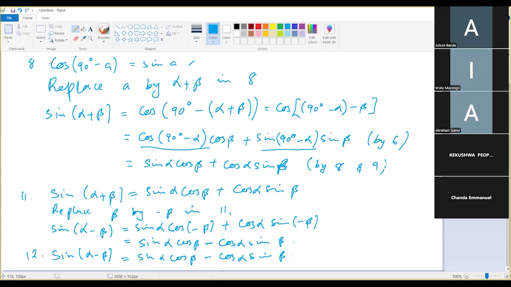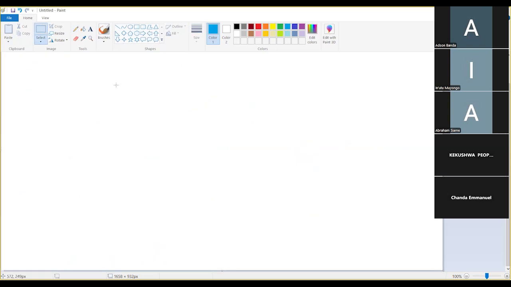And then, of course, we can think of the tangent. So the tangent of alpha plus beta, and also the tangent of alpha minus beta. Is there any question before I erase everything we have here? Okay.